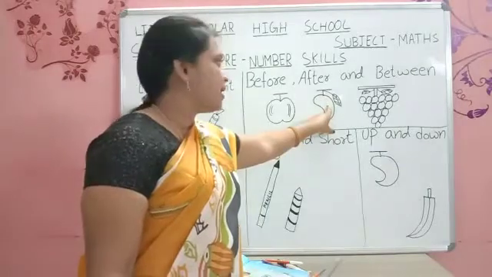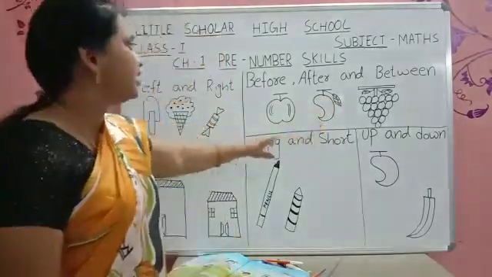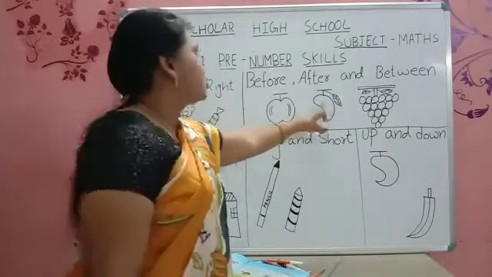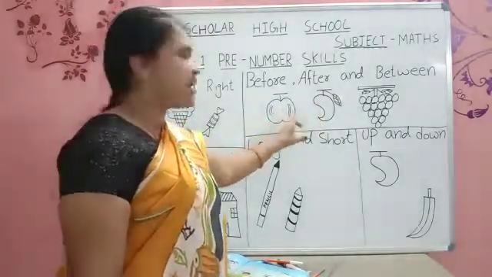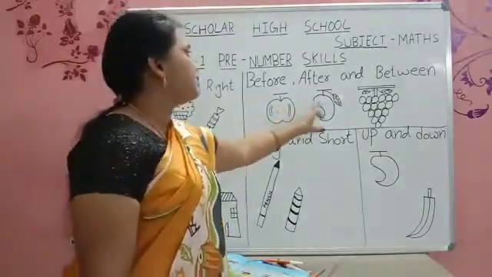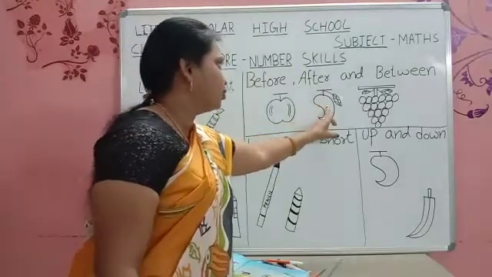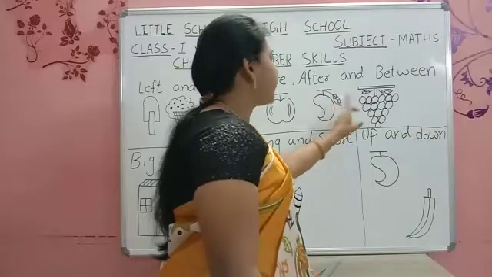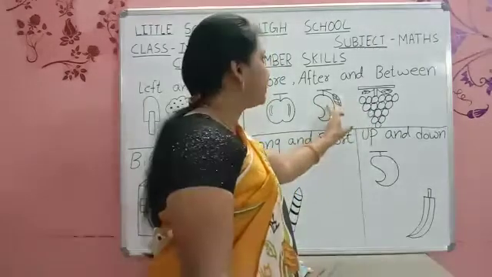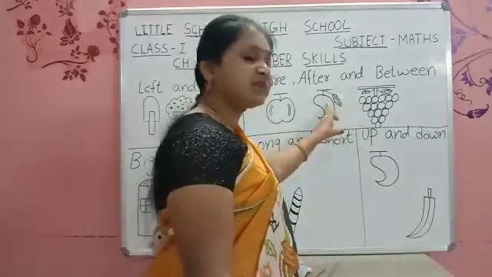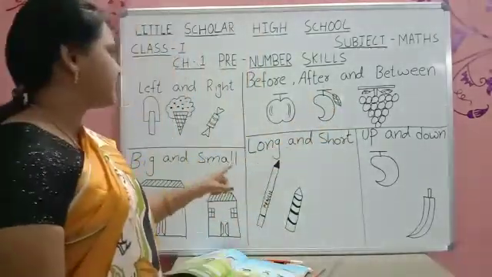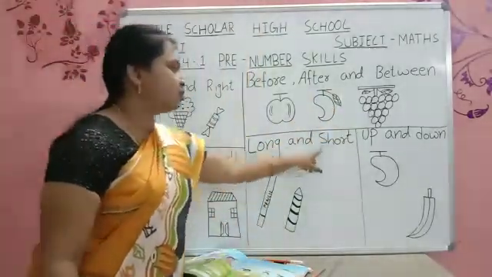Once again, children, apple is in front of mango, so we call it before. Apple is before mango. Grapes are after mango. And mango is in between. Now next we have long and short.